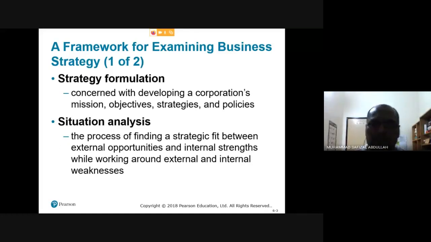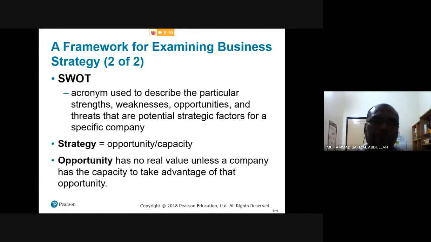This is what strategic management is all about. Okay, so a framework for examining the business strategy is none other than the SWOT analysis. SWOT analysis is the acronym for what? For strengths, weaknesses, opportunities, and threats. So these are what we call strategic factors. These are the strategic factors for a company.